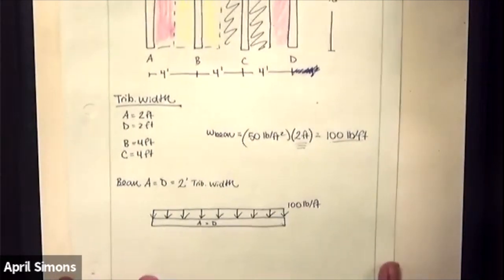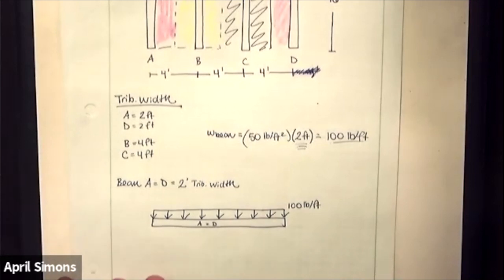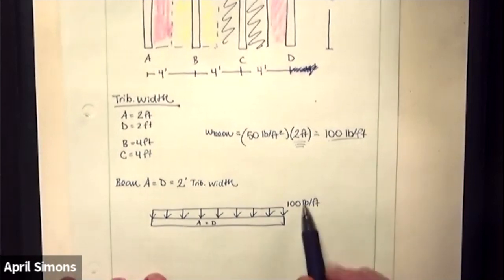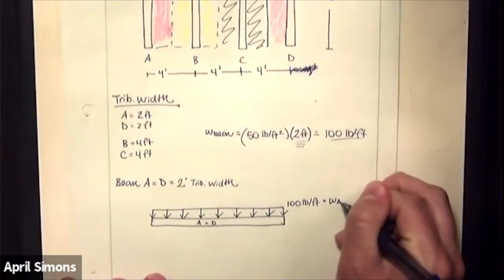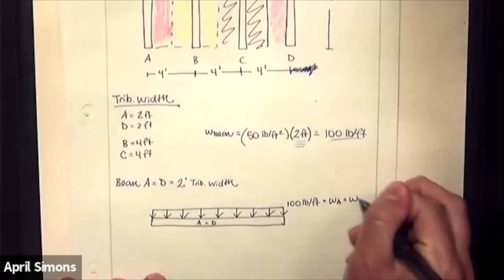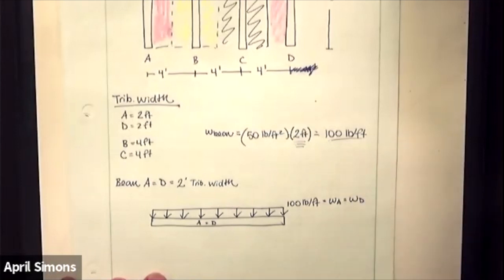Okay, on this example, we're just asked to find the load on each of these beams. So this is the load on beam A and the load on beam D. In future problems, we're going to be asked to trace the load all the way through the structure.